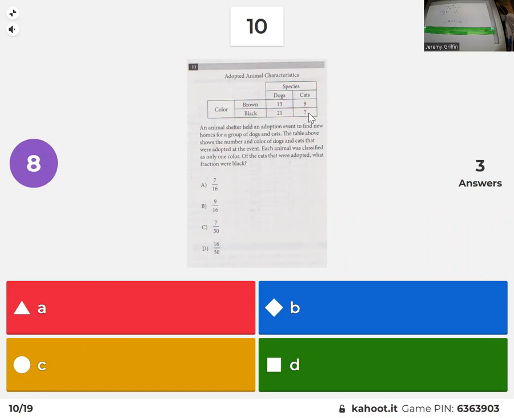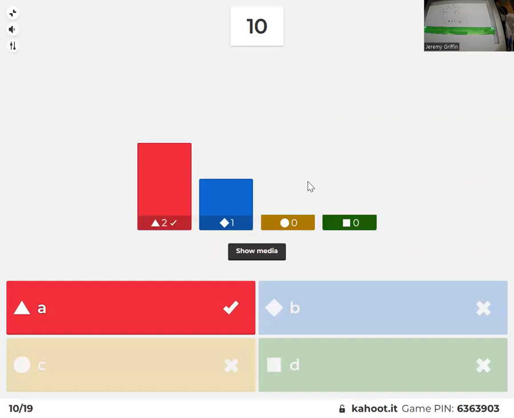So I see 7 of those, right? So if you see 7 divided by the total of 16, and that's the answer. The answer is 7 over 16. Right? 7 black cats out of 16 total cats.